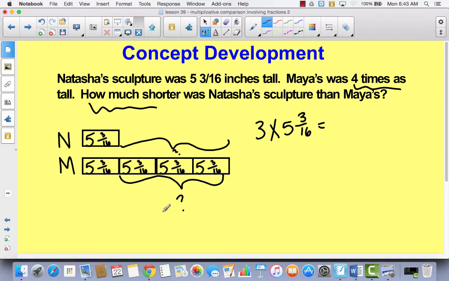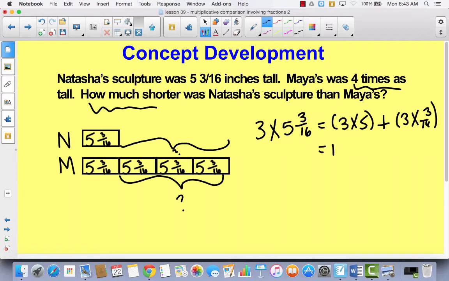You would still get the same answer, but I'm just going to multiply 5 and 3/16 times 3. I also could add 5 and 3/16 3 times. So I've got 3 times 5 plus 3 times 3/16. I want you to pause the video here and go ahead and solve this by yourself. If you'd rather use repeated addition and add 5 and 3/16 3 times, you certainly can do that. But I want you to go ahead and solve the problem and see if we get the same answer.